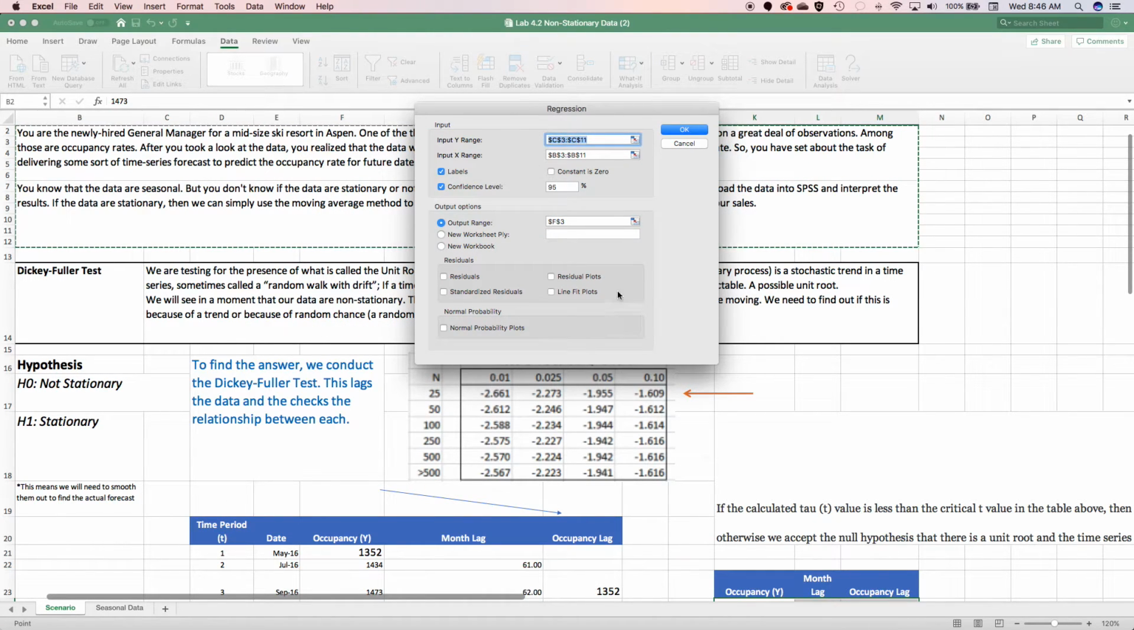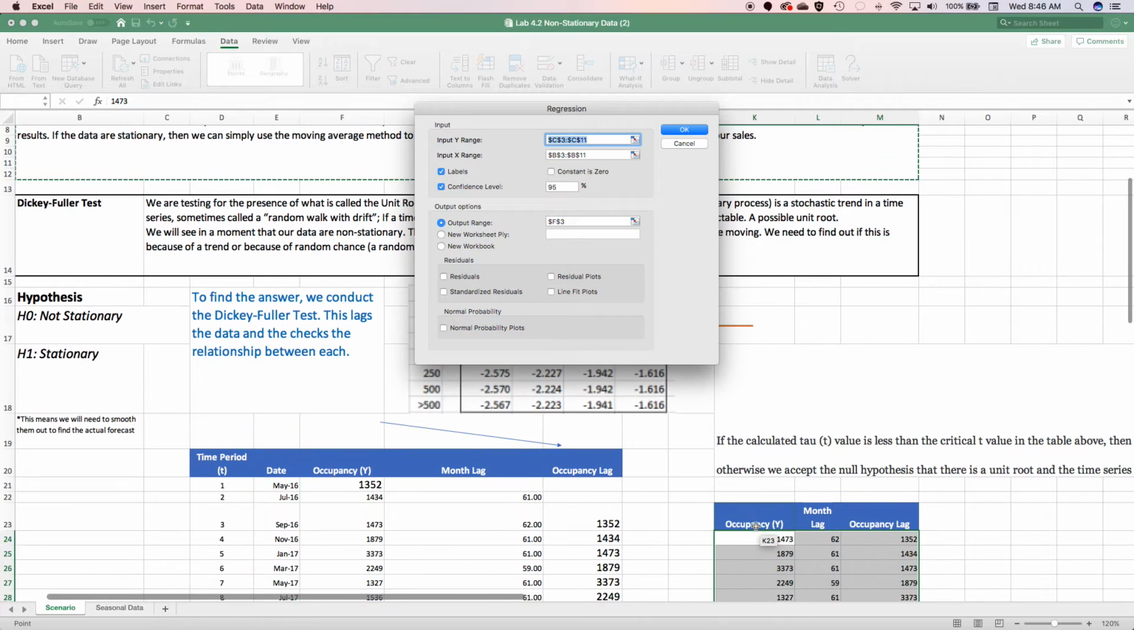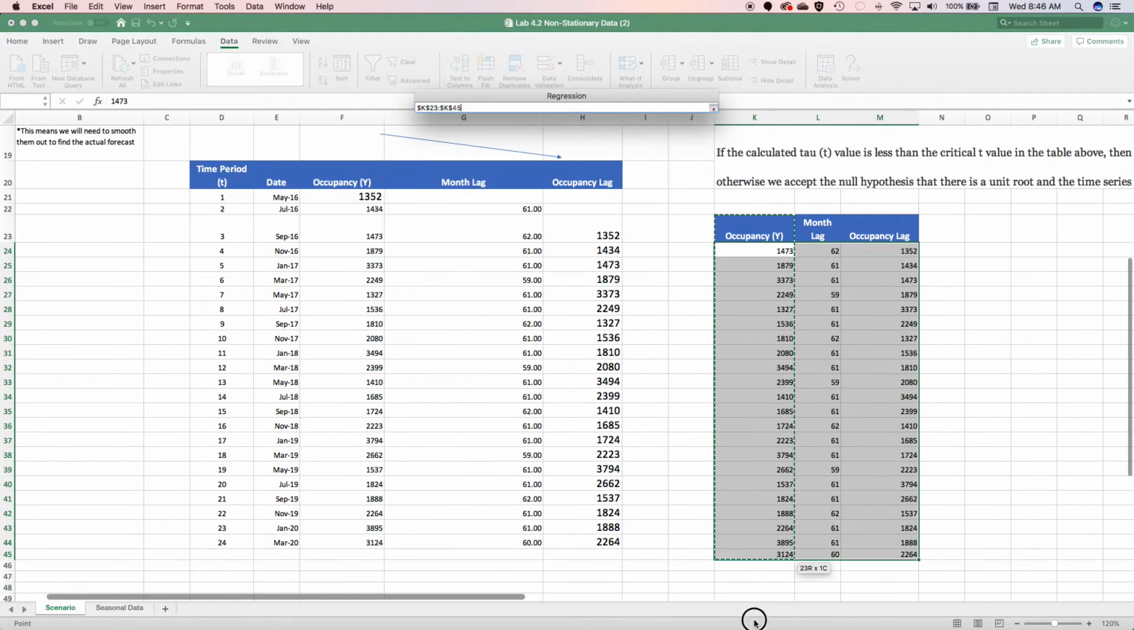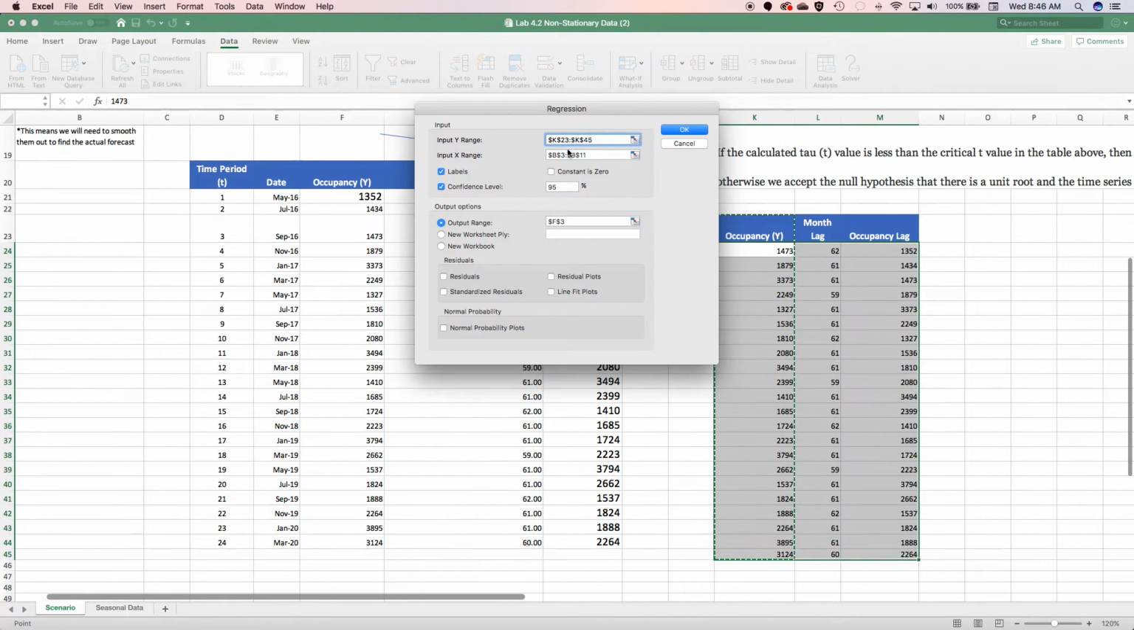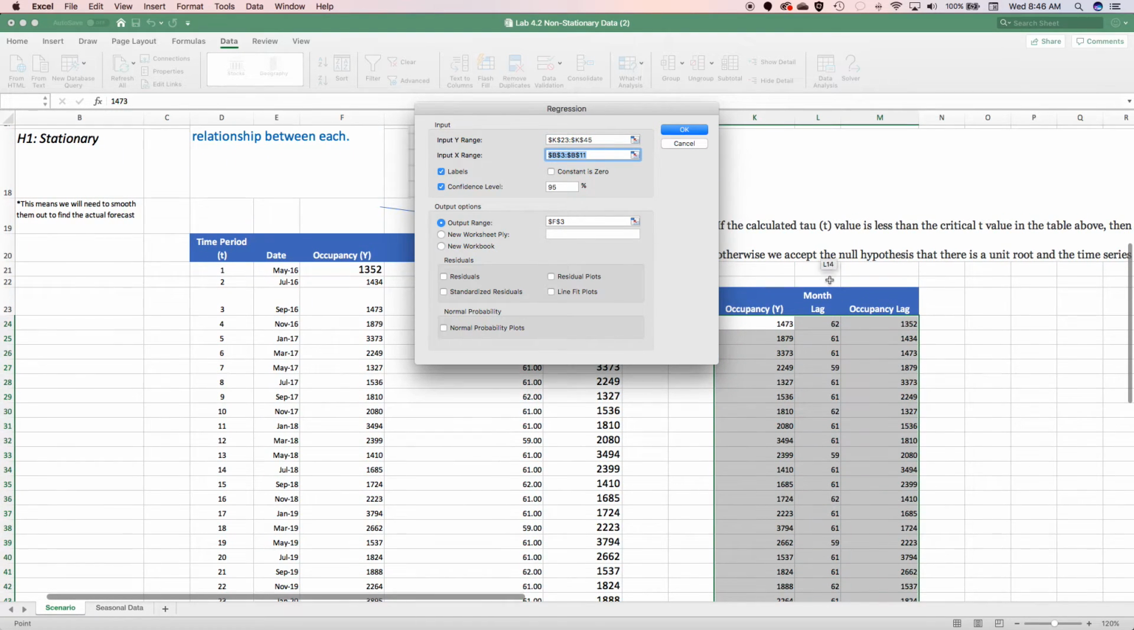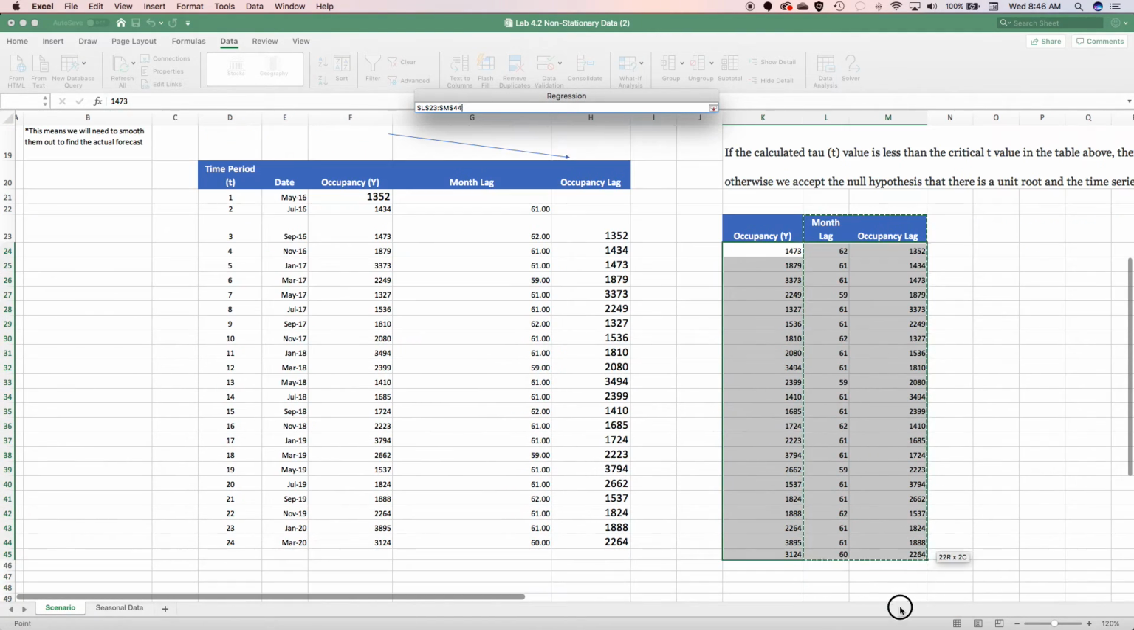And my Y range will be the occupancy lag. We're going to start with cell K23 and go to K45. But it doesn't matter there. We just want to make sure we get the Y variable. My X range is going to be here.